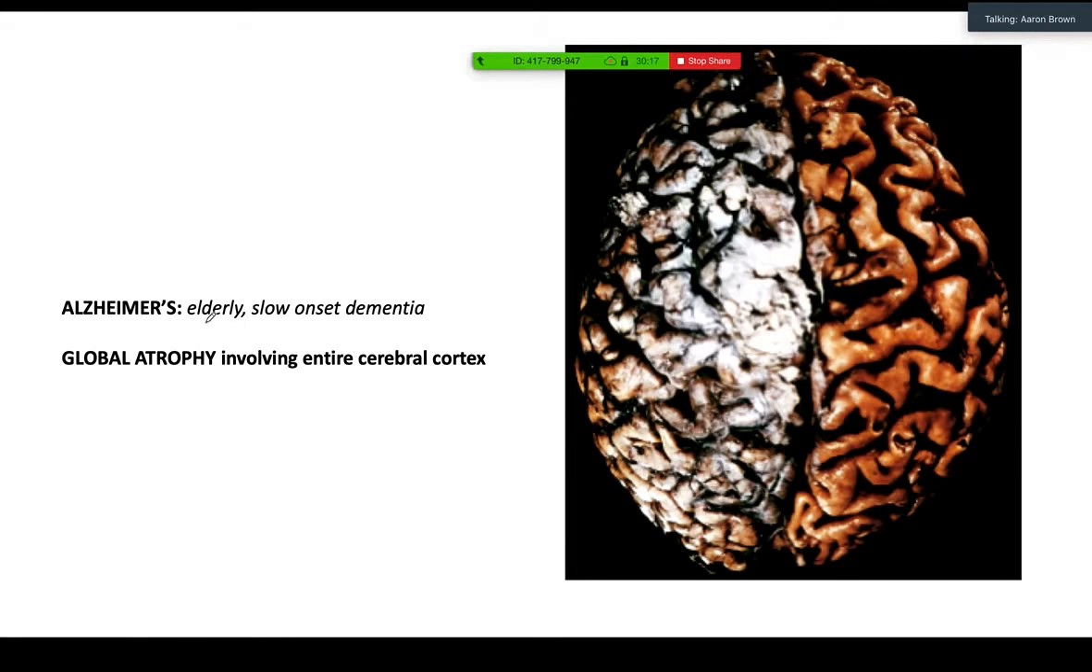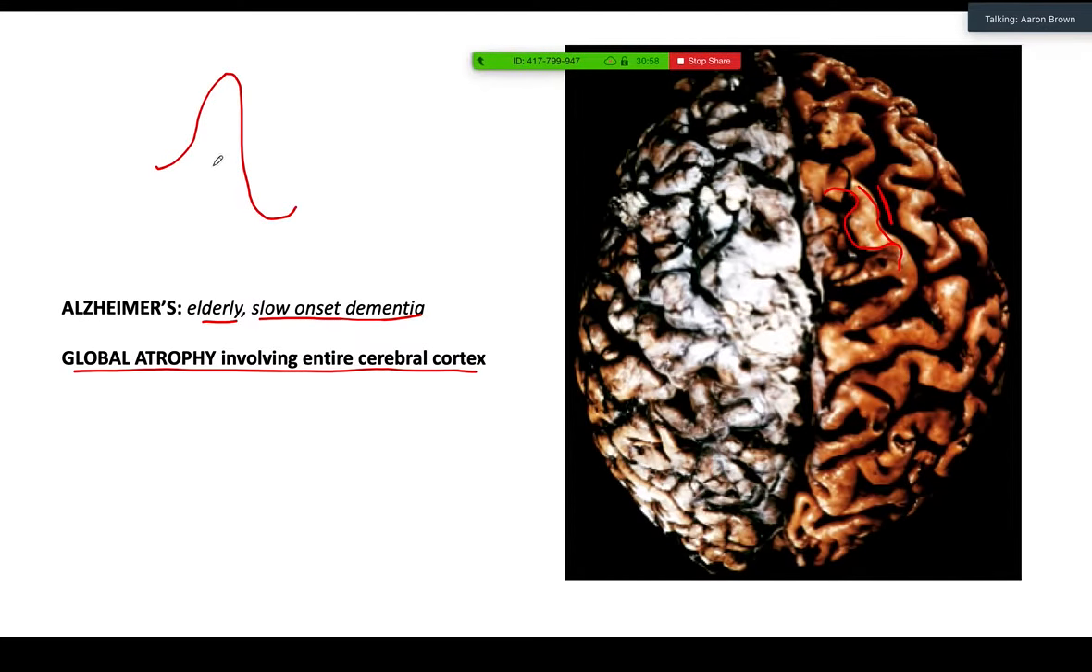Okay. So Alzheimer's disease, we're looking for an elderly patient, slow onset dementia, and it's going to be a global atrophy. So the entire brain is going to be involved here. When we talked about Huntington's and all these different diseases involving different parts of the brain, Alzheimer's is really going to be global. Okay, so we should see a shrinking of the gyri and largening of the sulci. So on a brain, the gyrus is the tissue that comes out. The sulci is the area in between. You can think of the gyri as the peak and the sulci as the trough in brain tissue.